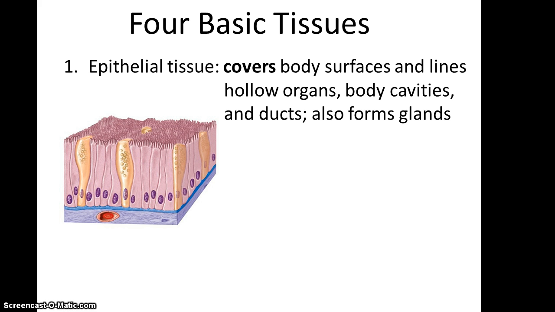There is epithelial tissue, which covers body surfaces and lines hollow organs, body cavities, and ducts, and also forms the glands. And a good example of this is the skin on our body is composed of a lot of epithelial tissue.